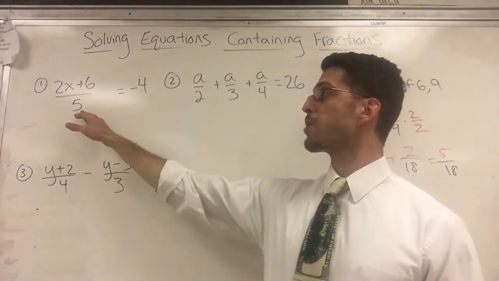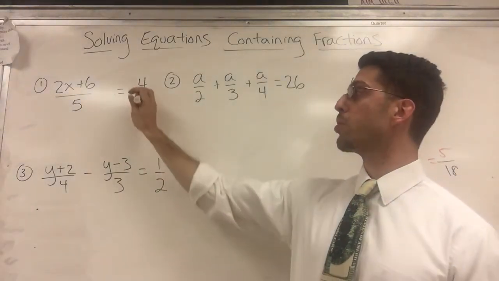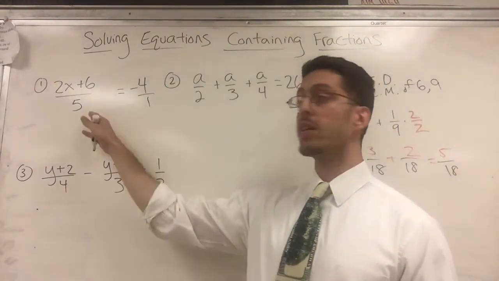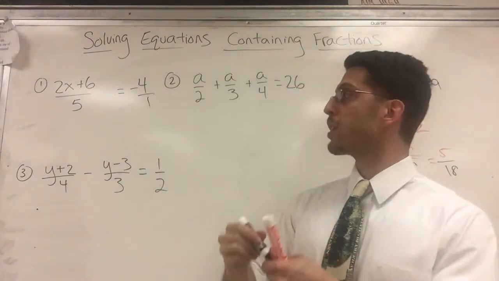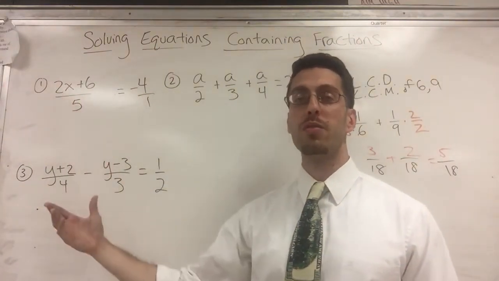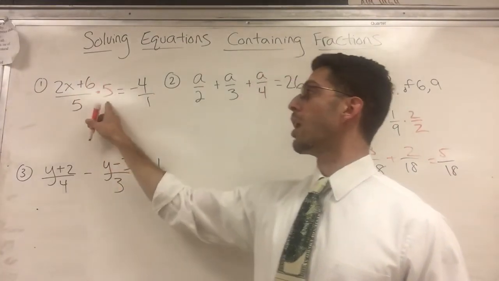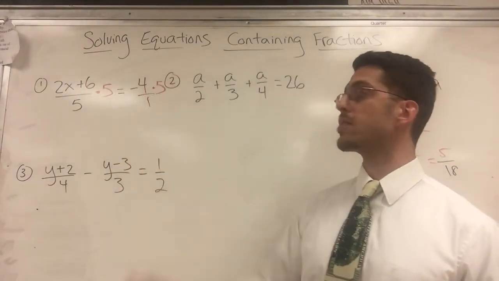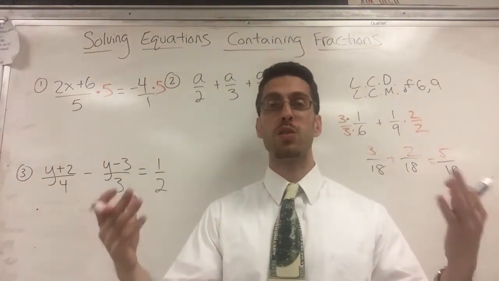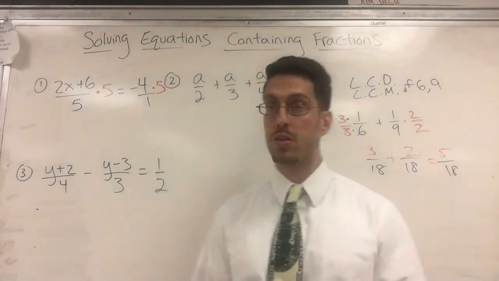Number 1, there's a 5 as a denominator and there's no denominator here. If that bothers you, you can put the 4 over 1, but that's not necessary. What I actually want to do is get rid of the denominator. So if you notice, the denominator means divided by 5. I'm going to do the inverse, which is multiply by 5. So I'm going to multiply by 5 on both sides of the equation. Whatever you do to one side, in order to keep the equation balanced or equivalent, you do to the other side. And I explained that way back in one-step equations.